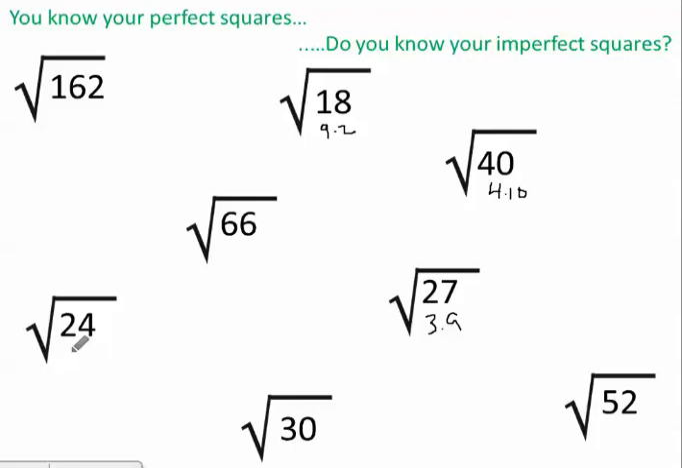8 times 3, that's not a perfect square. 4 times 6, that's 24. So sometimes there's perfect squares inside of there. We can kind of estimate them.